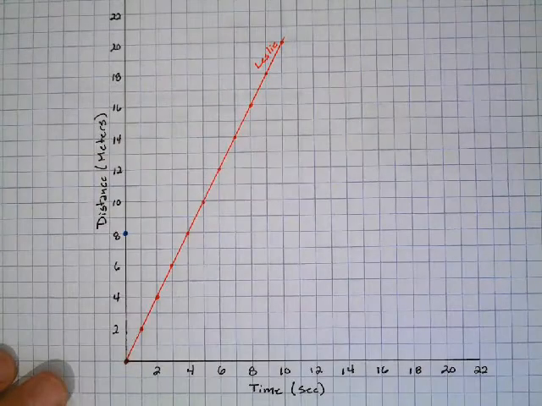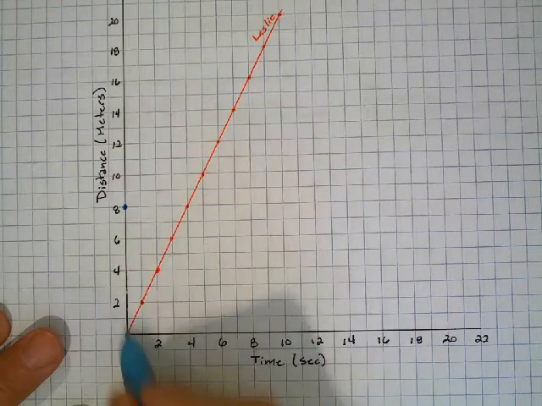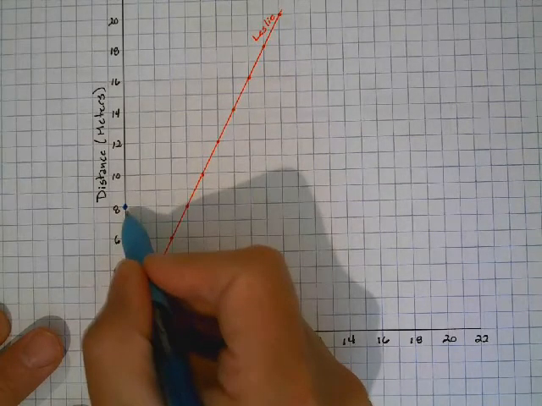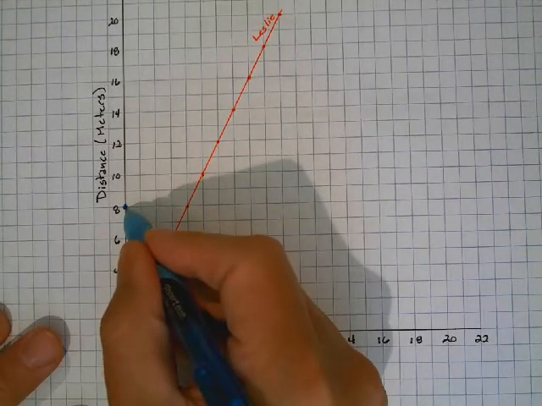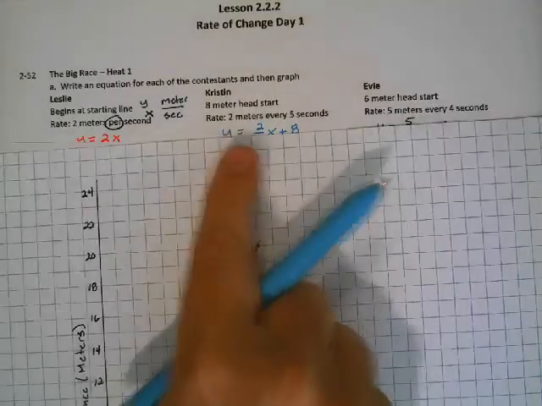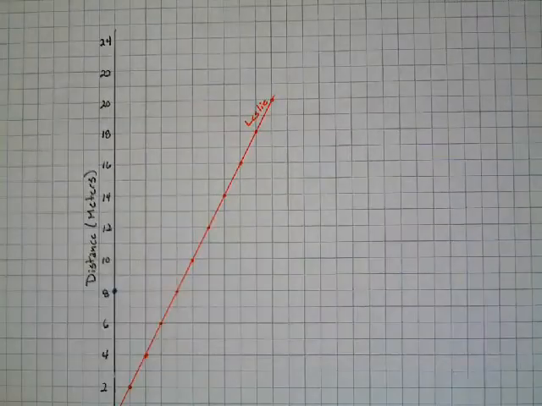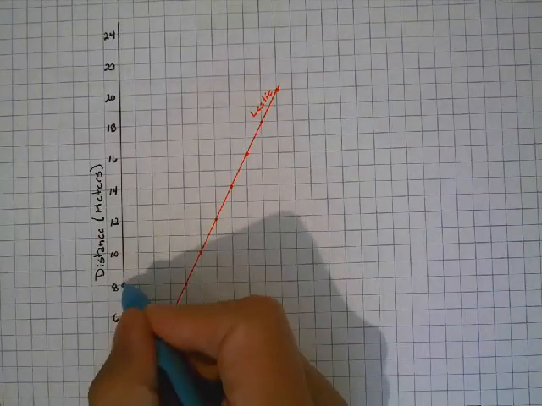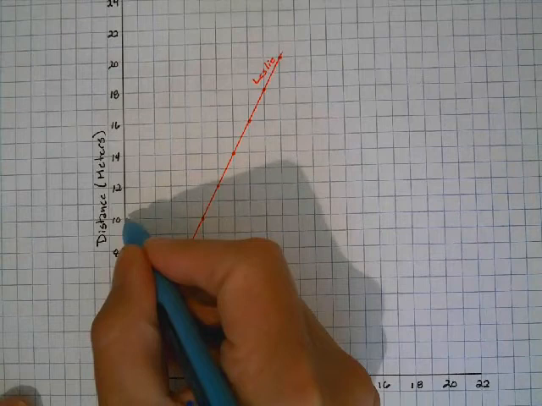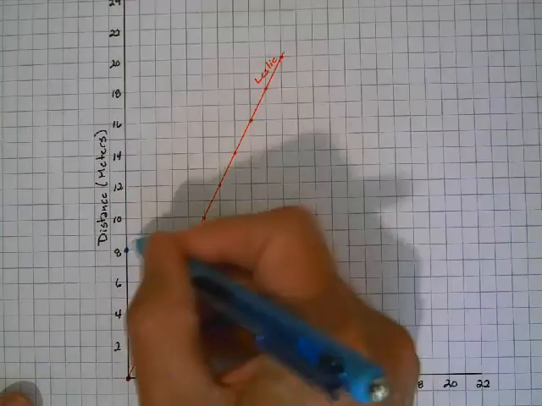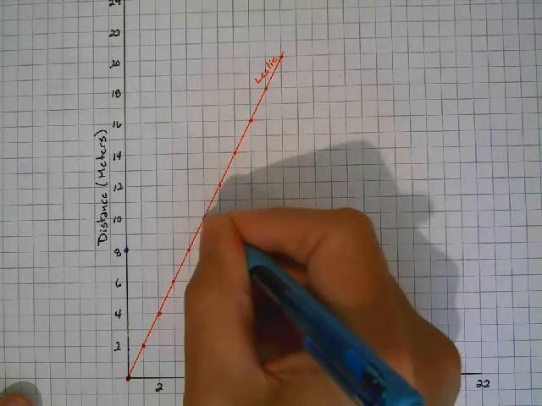So there's Kristin. At 0 seconds, Leslie's way back here at the starting line, and Kristin's way up here at 8. Now it says that she's going to go 2 meters every 5 seconds. So she's going to go, we can do our slope triangle, 2 meters. So she'll be at 10. And when will she be at 10? At 5 seconds. So 2 meters every 1, 2, 3, 4, 5 seconds.